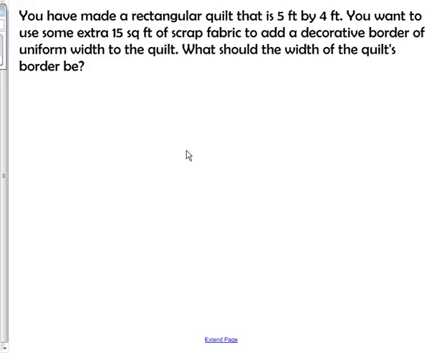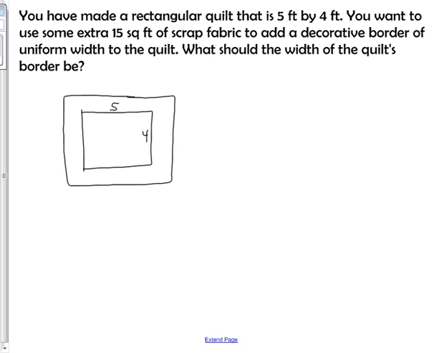So here it says you have a rectangular quilt that is 5 feet by 4 feet. So right away I'm going to draw a little picture just because it may come in handy. 5 feet by 4 feet. You want to use some extra 15 feet square of scrap fabric to add a decorative border of uniform width to the quilt. Okay, so I'm adding a border, and it says of uniform width. Okay, so that means all around it, these are all the same length.